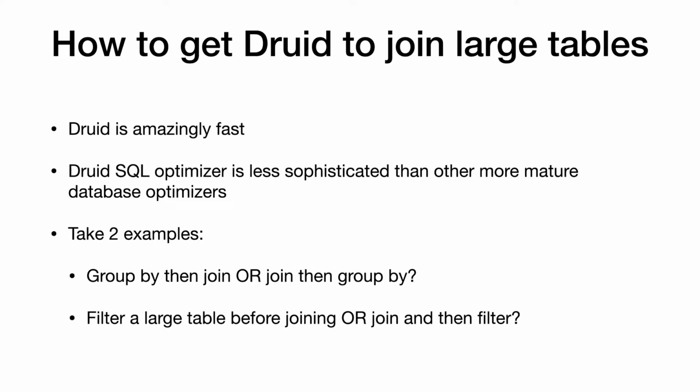What I found is that the Druid SQL optimizer is a little bit less sophisticated than, let's say, other more mature database platforms, for example Oracle or MySQL, that have had many decades to refine their SQL optimizers. We can take a look at two very simple examples of queries. One is where you join two large tables and then you do a group by. The second would be to join two large tables and then filter on one table.